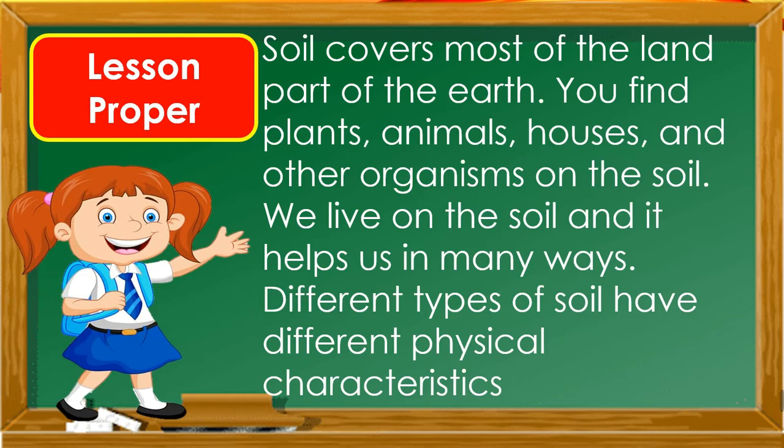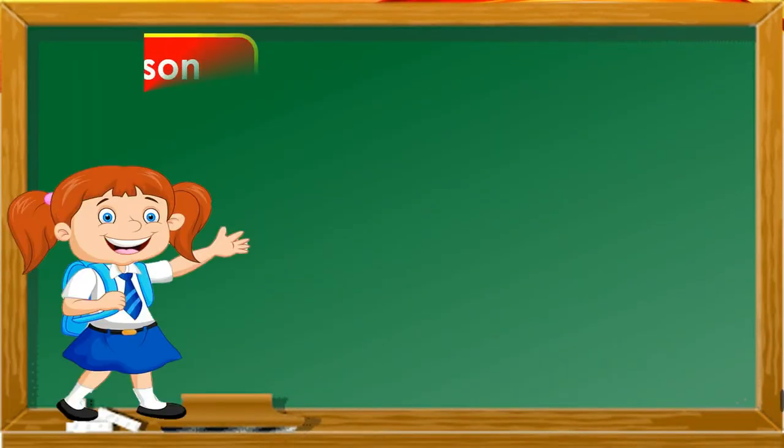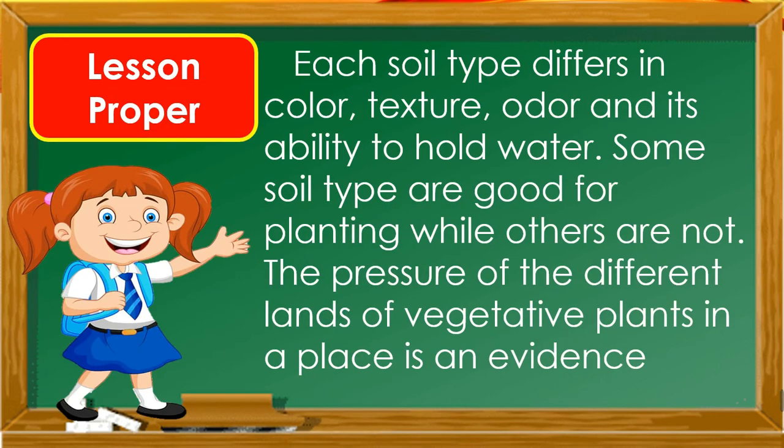Soil covers most of the land part of the earth. You find plants, animals, houses, and other organisms on the soil. We live on the soil and it helps us in many ways. Different types of soil have different physical characteristics. Each soil type differs in color, texture, and its ability to hold water. Some soil types are good for planting while others are not.